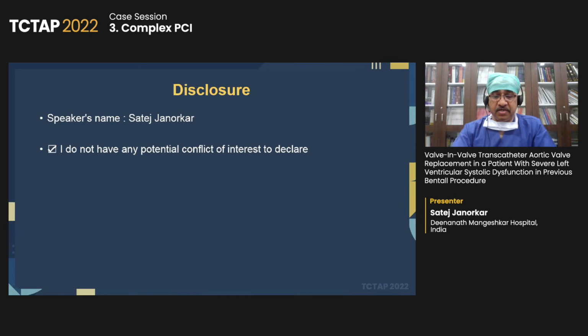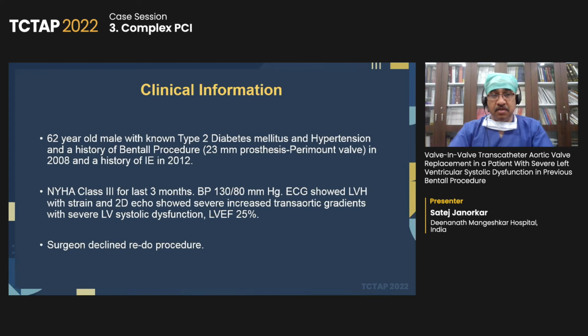This is a 62-year-old gentleman with known type 2 diabetes mellitus and hypertension, and a history of Bentall procedure he had undergone in 2008 with a 23 mm prosthesis with a porcine valve and a bovine pericardial conduit. And that was way back in 2008. In 2012, he had endocarditis with some bacteria and was treated for 6 weeks with antibiotics, and he recovered well after that. Currently, he has been in NYHA class 3 for the last 3 months.